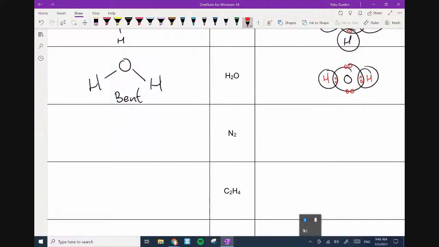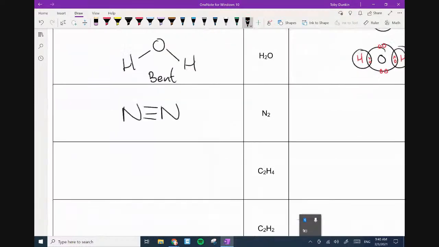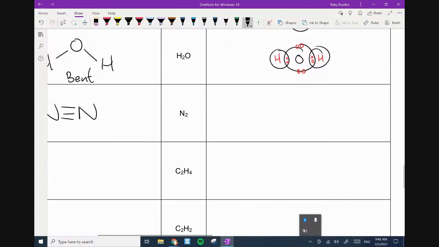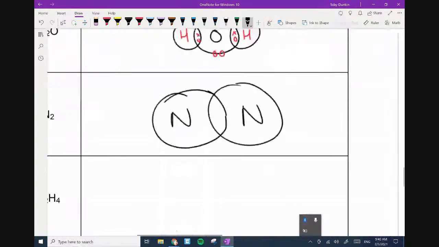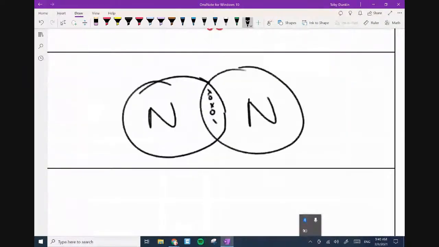Next, nitrogen. Tricky one. Nitrogen makes 3 bonds to itself. So that's a hard one because we need a big gap. There we go. Just to make it nice and easy for me to fit in 3 pairs. 1, 2, 3. They've all got 6 now. And then I just need to give each of them the extra 2. Tick it if you got it.